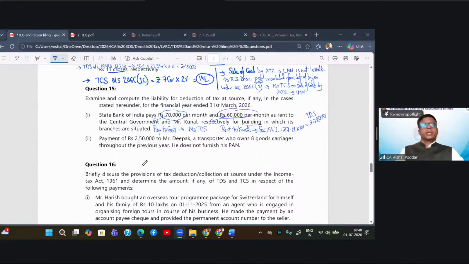Next. Payment is made of rupees 2.5 lakhs to Mr. Deepak, who is a transporter, who owns 8 goods carriages, so around 8 trucks.